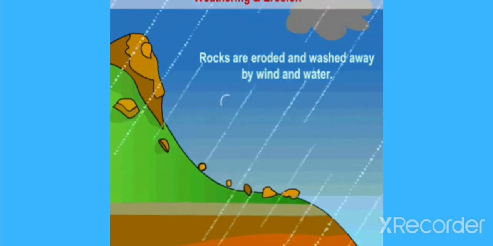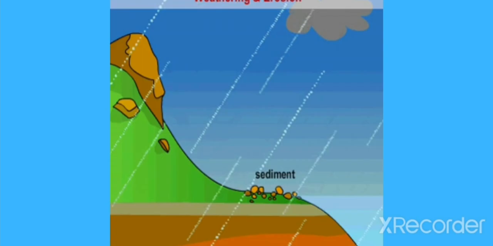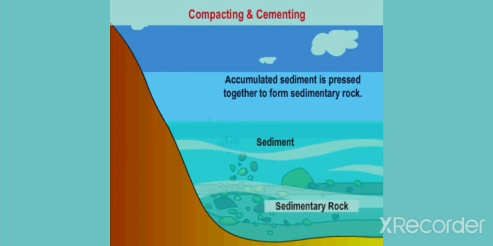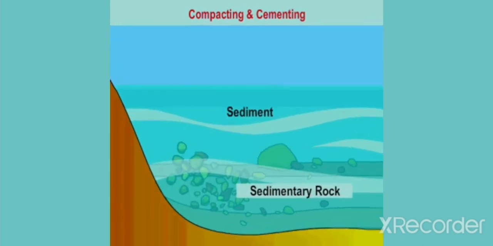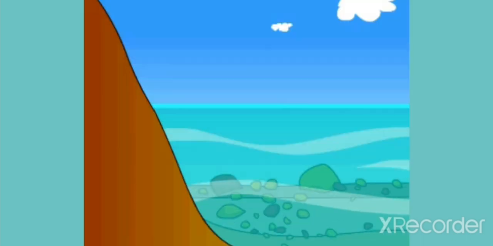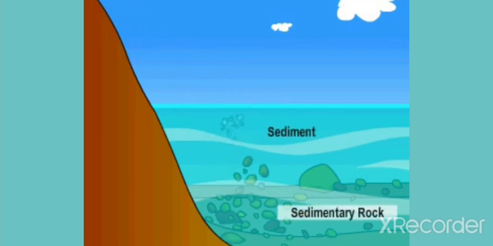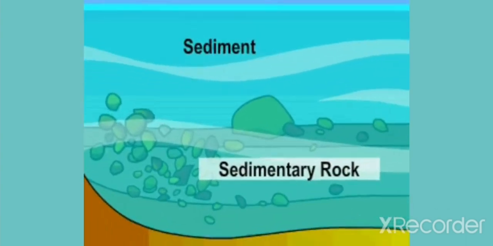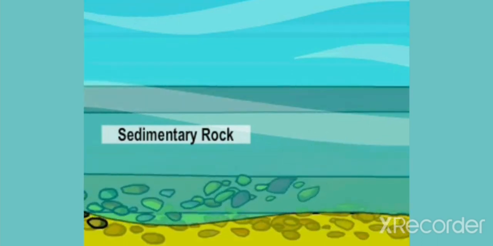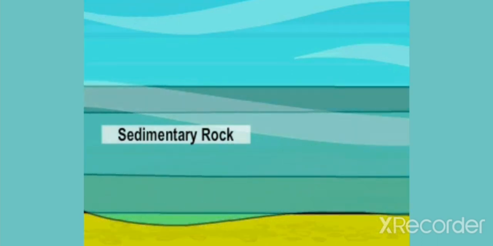Because of rain and wind, or water and wind, the rocks become broken down into tiny particles, and these particles move to the bottom of the sea and gather there. This is known as compacting. Thereafter, as they gather, they become cemented together or joined together as other layers come upon them. So because they become pressed together, they form sedimentary rock, and this process is known as cementation.